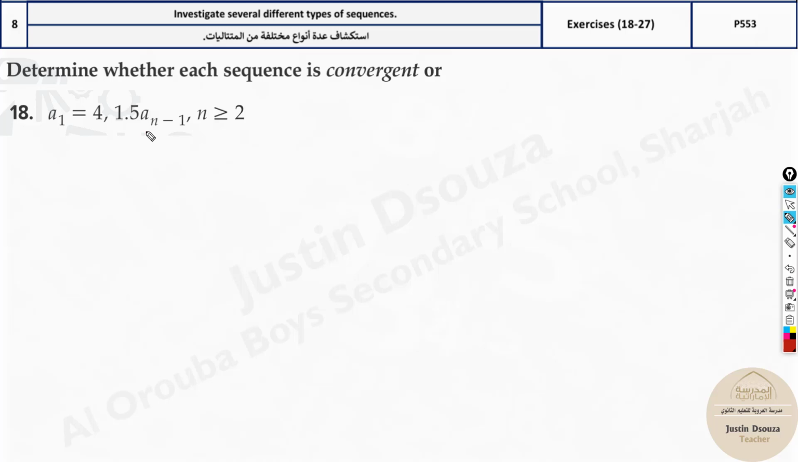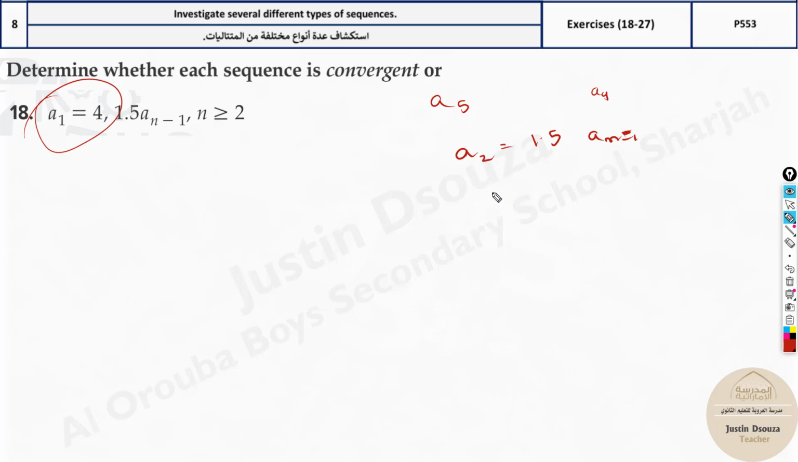Now looking at this formula, you can say this is an implicit formula, in the sense you cannot find the value of, say, a5 without knowing a4. The formula specifies 1.5 times an minus 1. So this is n minus 1. What this means is you need to know the previous term to find the next term, and a1 will always be given in such cases. You can't find a1, you can only find a2 or more.